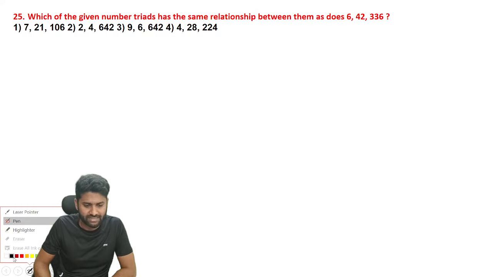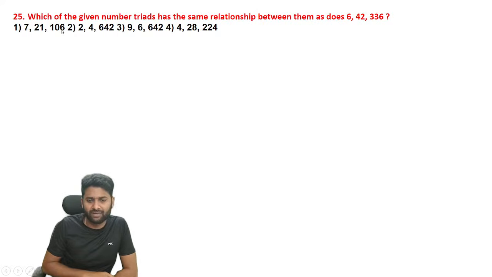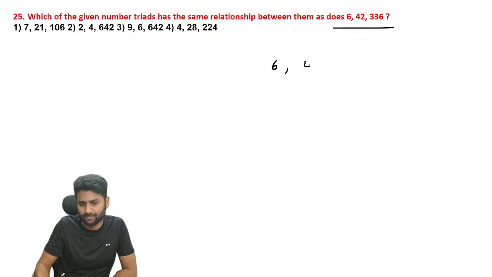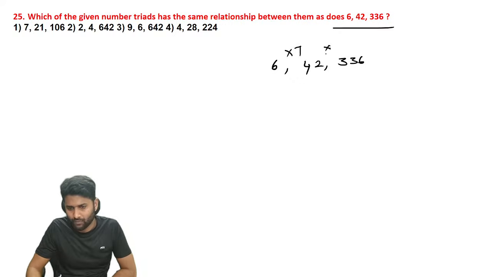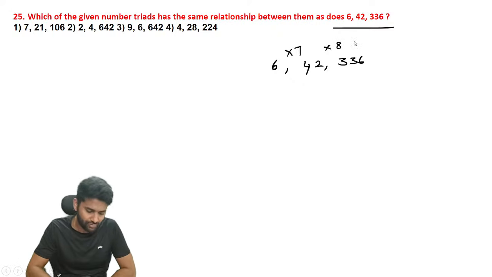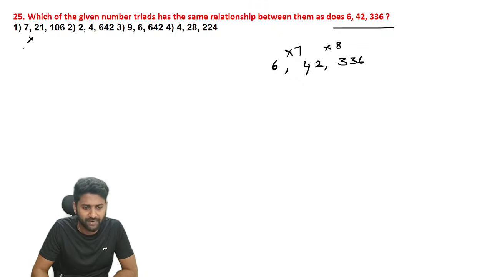Now see the last set here. Which of the given numbers states the same relation between these numbers? 6, 42, 336. 6 into 7 is 42. 42 into 8 is 336, so it's a consecutive multiple pattern. Just find the same here. 7 into 3 is 21. Definitely the next number is 4.